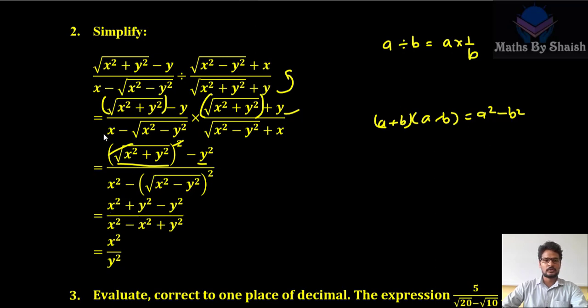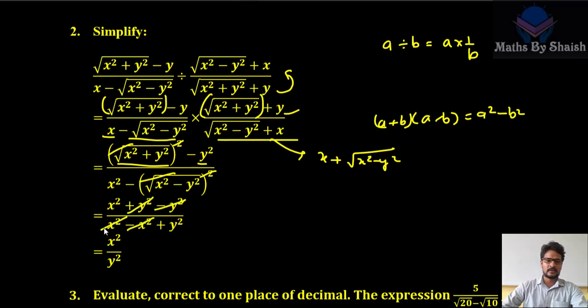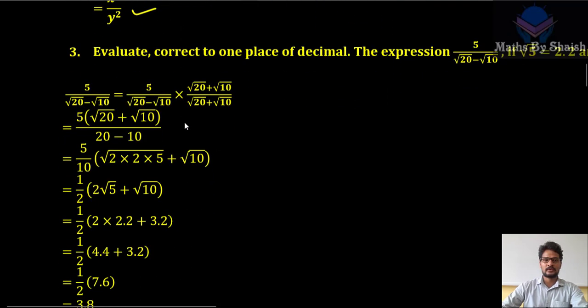In the denominator also we can see it is x minus this, and this can be written as x plus root x square minus y square. So again it is a plus b, a minus b, that is x square minus root this square. If we cancel this and multiply by minus, we get minus plus, and we got this, and we can see y square cancels, x square cancels, and lastly we got x square over y square. That's the answer of it. And now let's do the third question.